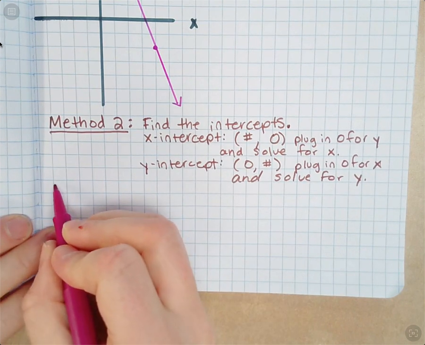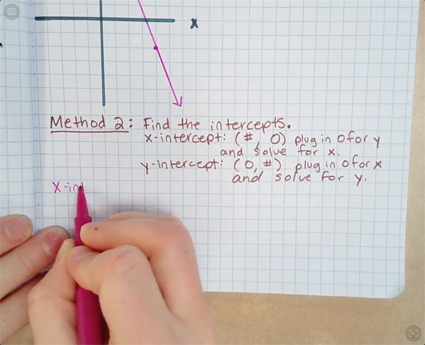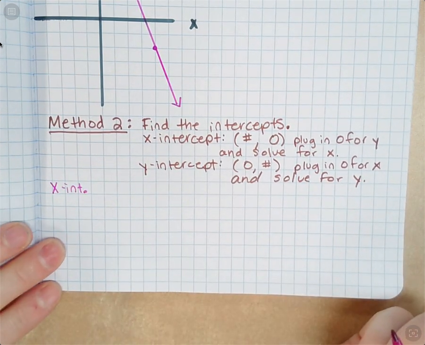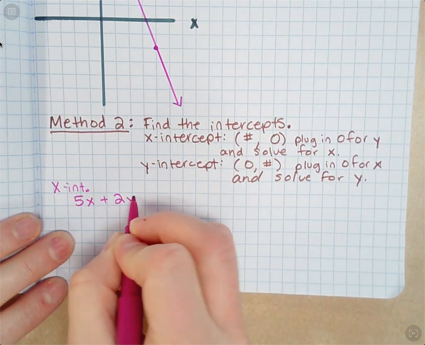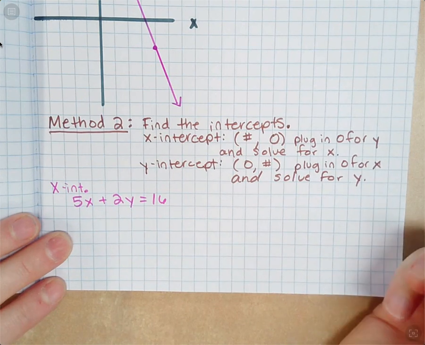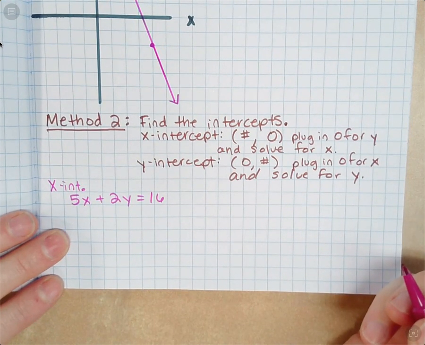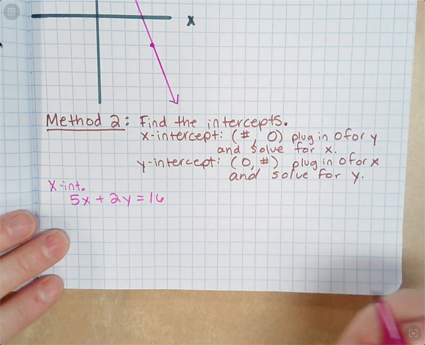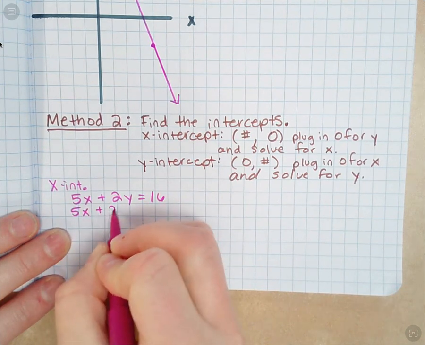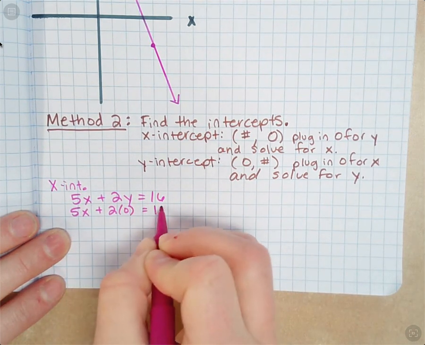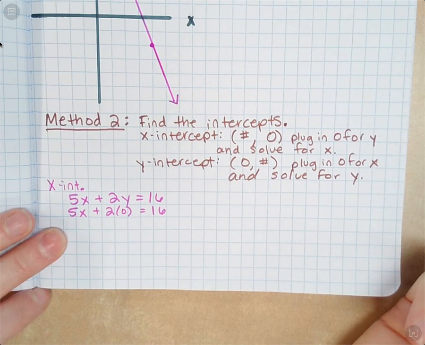Okay, so let's find the x-intercept. I'm just going to abbreviate intercept with int. So we have 5x plus 2y equals 16. Remember, we're going to plug in 0 for y. So that means 5x plus 2 times 0 equals 16. And we're going to solve for x.